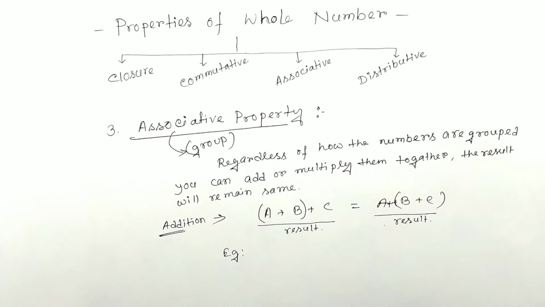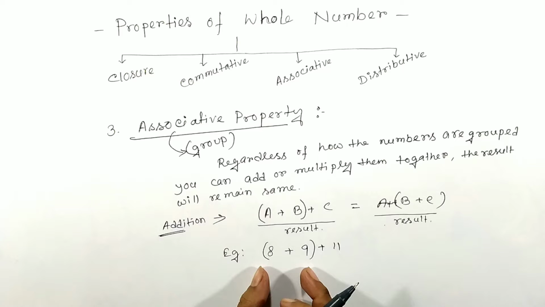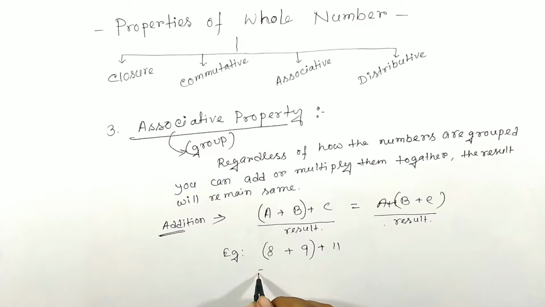Let's take an example: A equal to 8, B equal to 9 and C equal to 11. First you need to add 8 plus 9. So 8 plus 9 is equal to 17. Then 17 plus 11 is equal to 28.